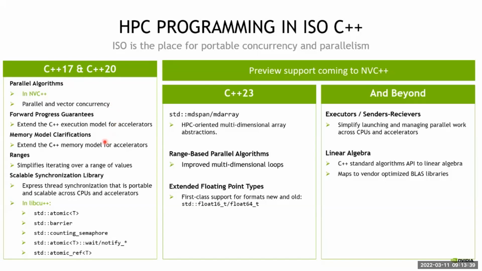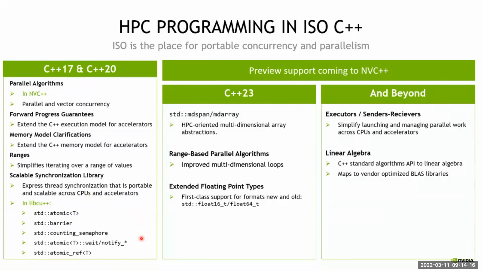So C++17 and 20 are things that we can support directly in our hardware and through our software stack. C++20 also added support for ranges, which simplifies iterating over a range of values and makes C++, I would argue, a little bit more familiar and a little easier to use in an HPC context. It also added the scalable synchronization library, which is something that you need in order to be able to synchronize across the thousands and thousands of threads on the GPU or even between the CPU and the GPU. And so we have support for those primitives in the libcu++ library.